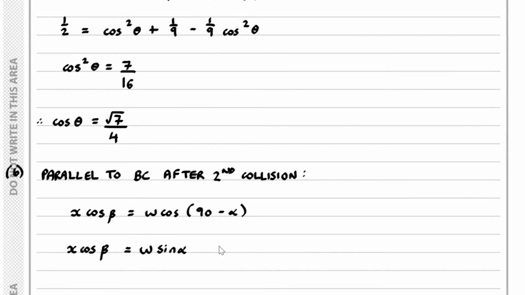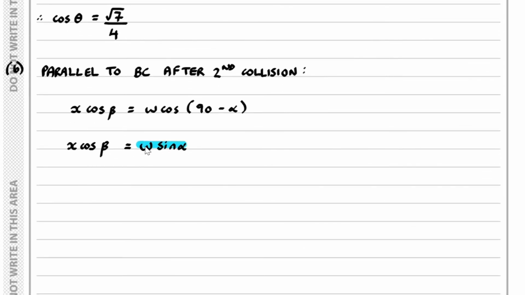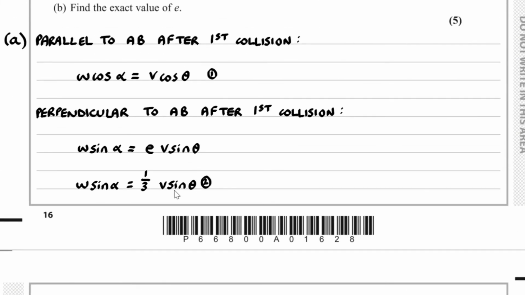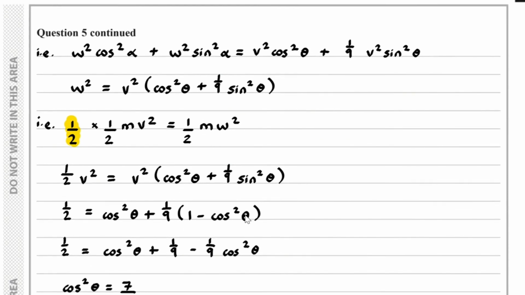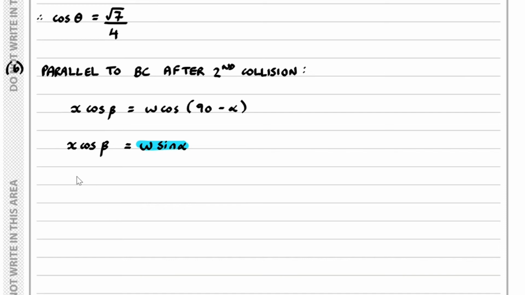Now, do we know what W sine alpha is? We know that W sine alpha is equal to 1/3 lots of V sine theta. Now, the reason I want to get everything in terms of theta is because I don't know what cos theta is, and that will help me find out what E is. So that will help us in the sense that X cos beta will equal 1/3 times V times sine theta.